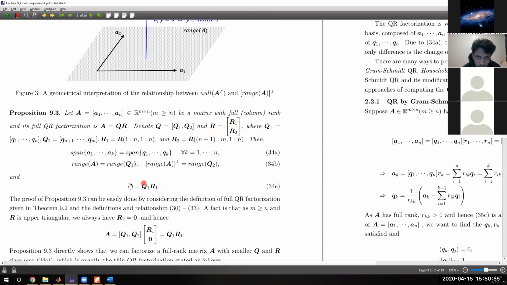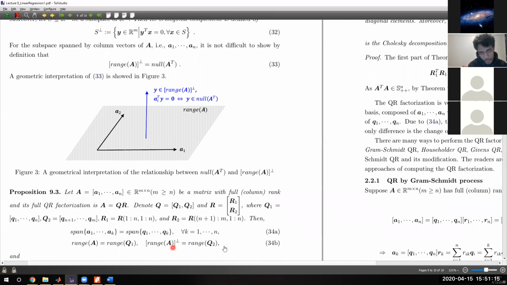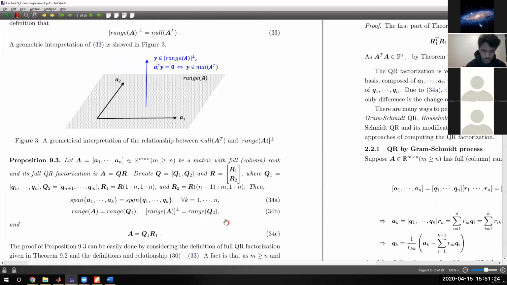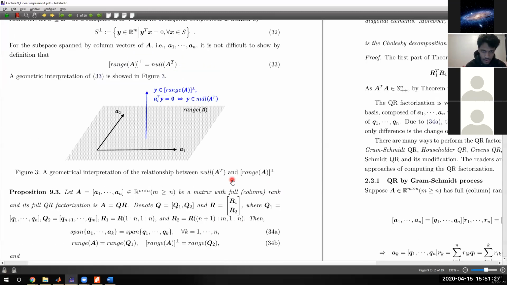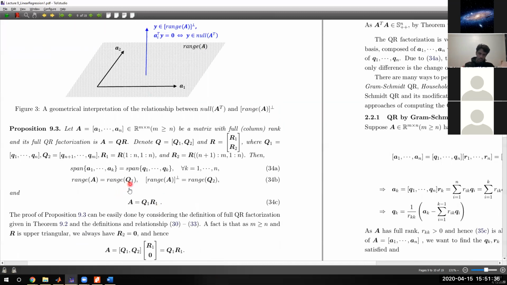In this case, what you're going to have is that the span of the A's for any K less than or equal to N equals the span of the first K columns of Q. And hence, the range of A equals the range of Q1. And because of this theorem, you are going to have this part as well. The orthogonal complement of the range of A equals the null space of Q1, which equals the range of Q2, because the range of Q2 equals the null space of Q1. And hence, you have what?